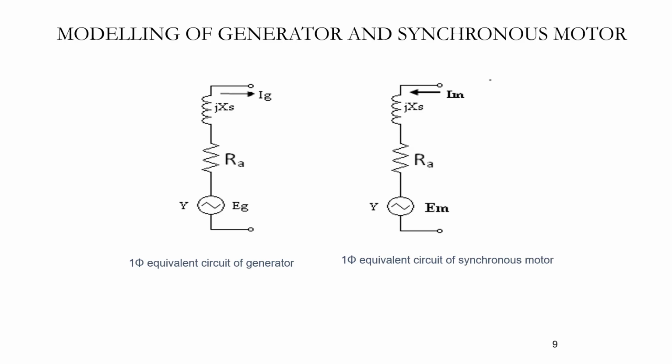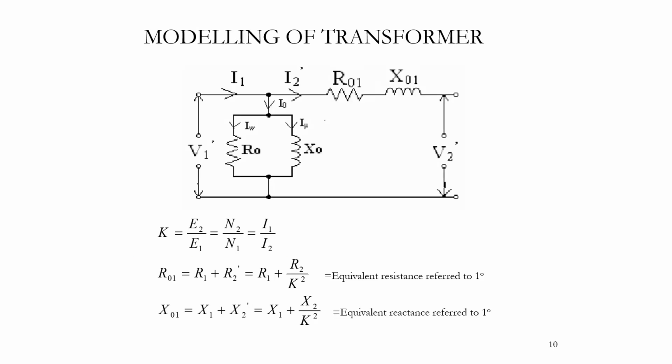Here the motor takes the current IM, which is fed to the reactance of X, armature resistance of RA, and the back EMF of E. Now let us see the other components.